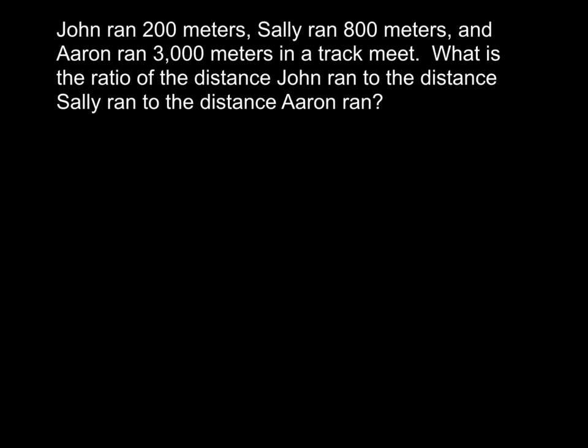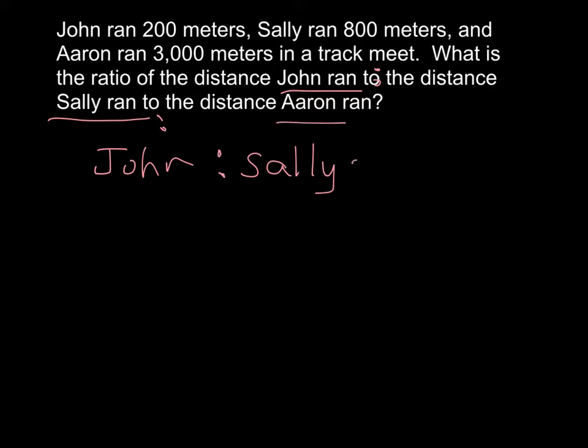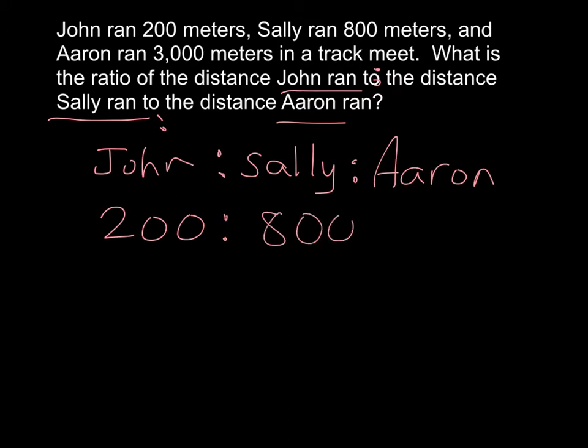The question wants to know the ratio of the distance John ran. So we'll put John first. Colon is my separator. Then it's Sally. So John to Sally to Aaron. So we'll label my answer. We'll fill in John's, which is 200, to Sally's, which is 800, to Aaron's, which is 3,000.